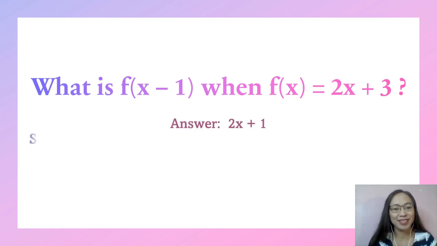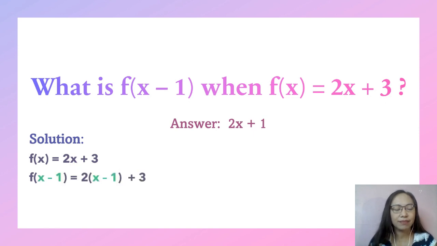Now here is our solution. We have f of x is 2x plus 3. Since we're looking for f of x minus 1, we will substitute x minus 1 for x here. So we have f of x minus 1, we substitute x minus 1 for x, and then in 2x plus 3, we substitute x minus 1 for x here. Therefore, we have 2 times x minus 1 plus 3.